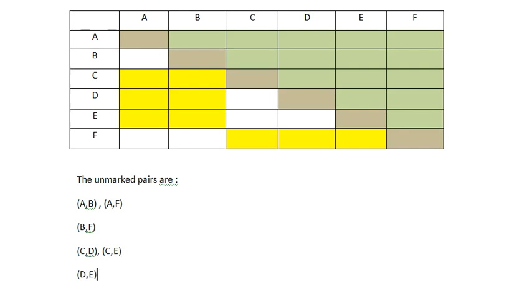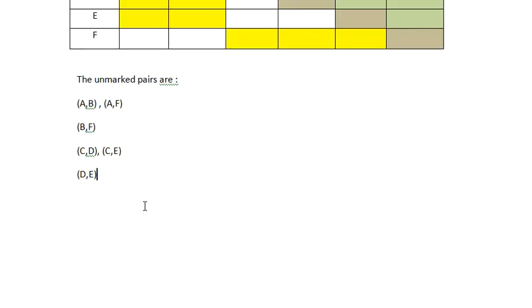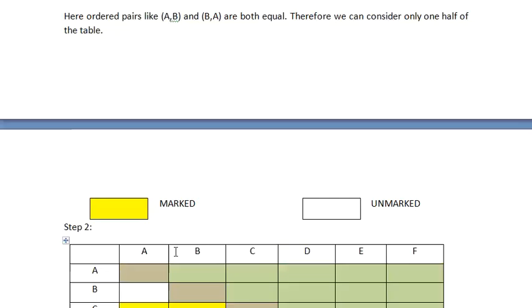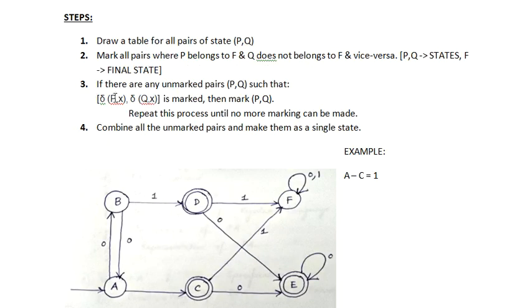So I have to work now only with these unmarked pairs. Okay, how to work it out? This is now where step number 3 comes in. What does step number 3 say? Step number 3 says that we have to follow this particular scenario. What is this all about?